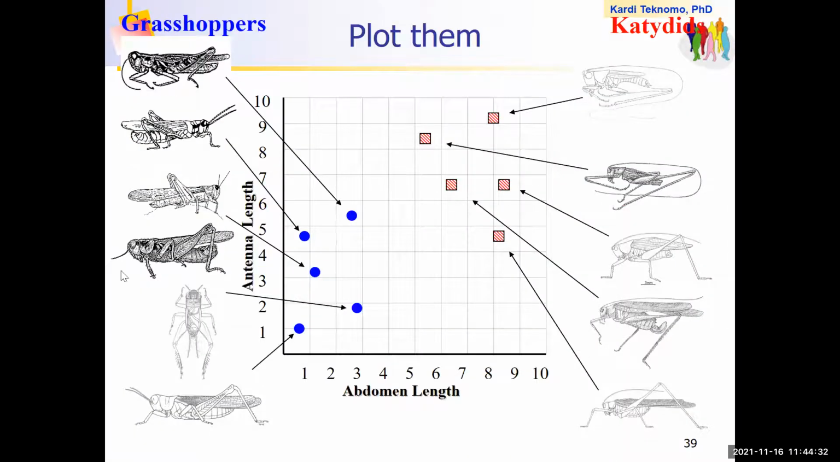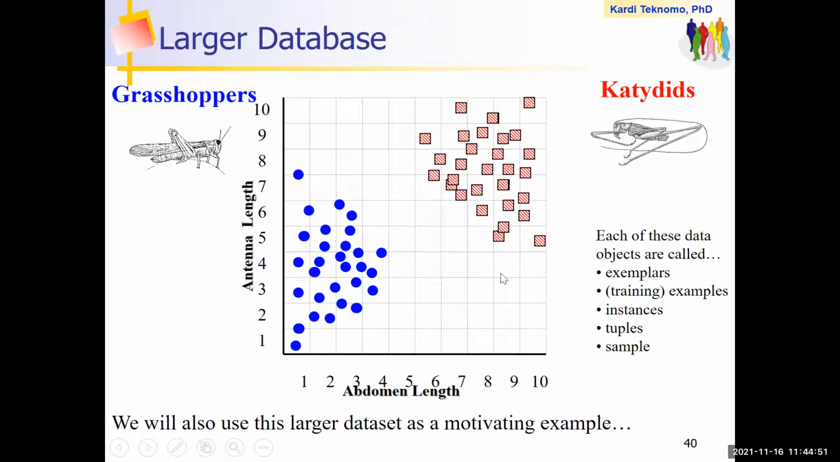If you plot them between the two variables, abdomen length and antenna length, you will get this plot. Last time in LDA, we tried to find a straight line. But here, in naive Bayes, we don't do that. What we do is find the distribution. If you have more data of the same grasshoppers and katydids, it's supposed to be something like this.